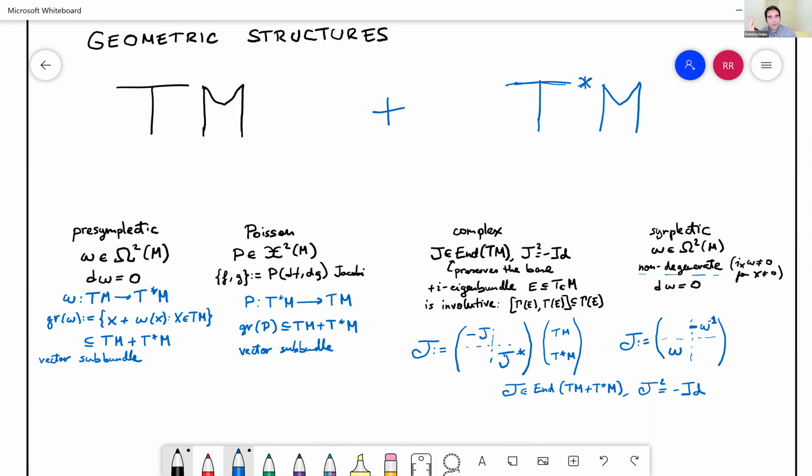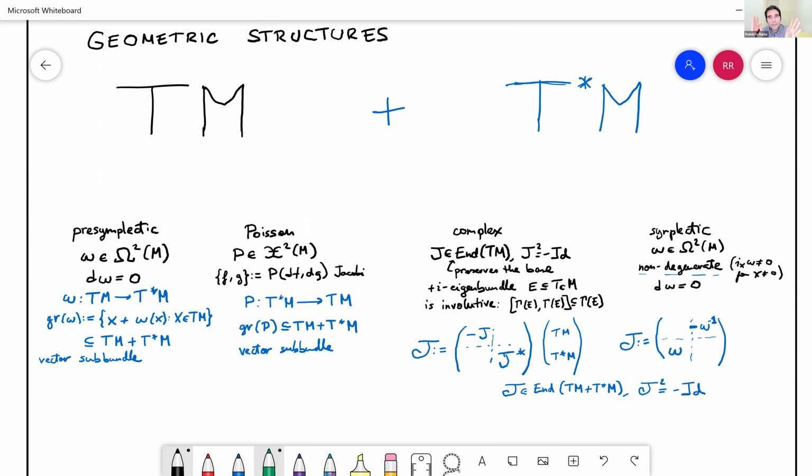So far, it's not very impressive. Why? Because I have set up a new bundle. It's true I've got smooth objects related to Tm plus T star m, but it's something very general to have a vector subbundle of Tm plus T star m. So what we are going to do is upgrade our Tm plus T star m, which is sometimes called the generalized vector bundle. How do we upgrade this?